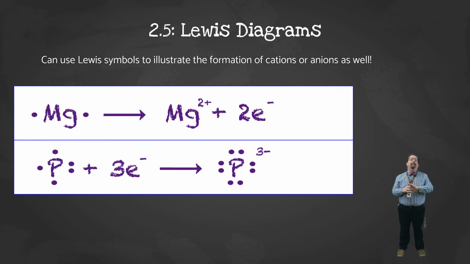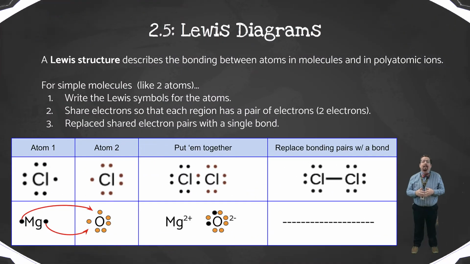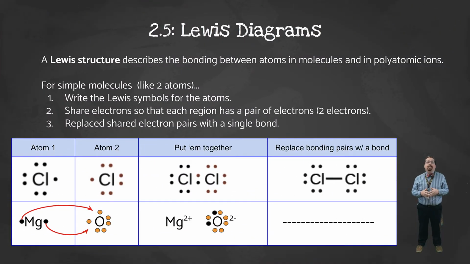Lewis symbols may be a piece of cake, but Lewis structures are a piece of pie. Lewis structures describe the bonding between atoms in molecules or polyatomic ions. For binary molecules, or 2 atoms, they're super easy. For covalent molecules like chlorine, you just write the 2 symbols down, put them together in a way that the lone electrons in one atom pair up with those in the other, then replace that shared pair of electrons with a bond. Ionic compounds are a little different.